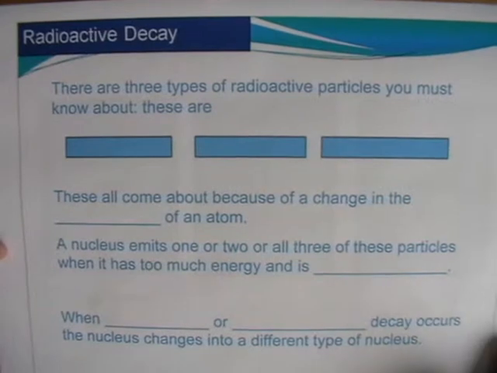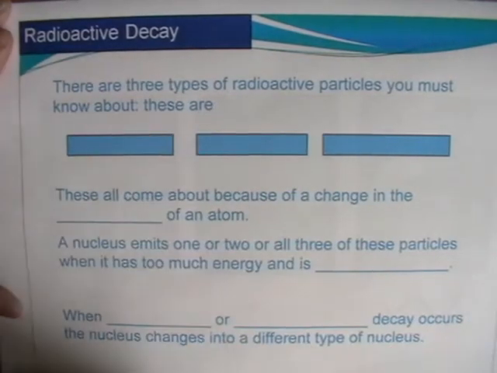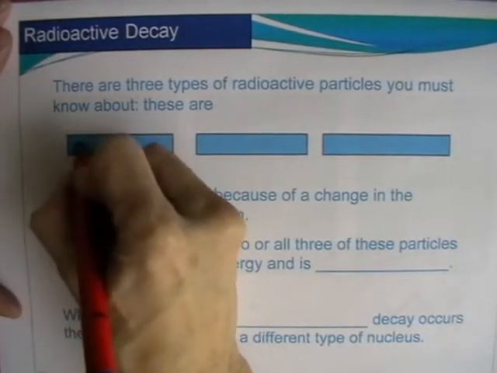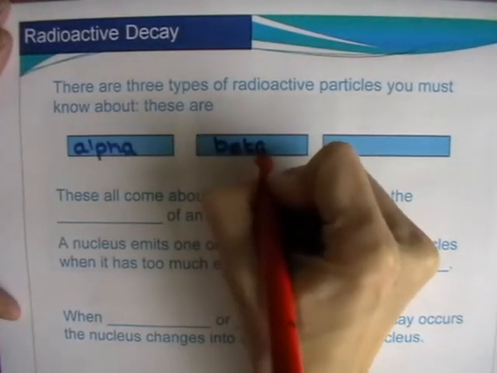What is radioactive decay? We've just said this comes from atoms or nuclei which are unstable and they emit radiation to become a little bit more stable. So there are 3 types of particles you must know about, and you already know these: alpha, beta and gamma.